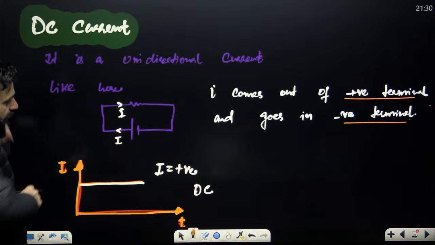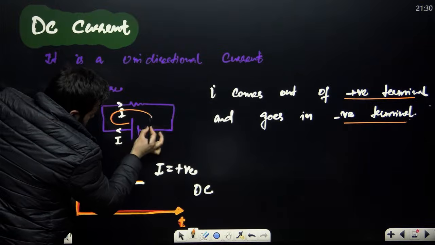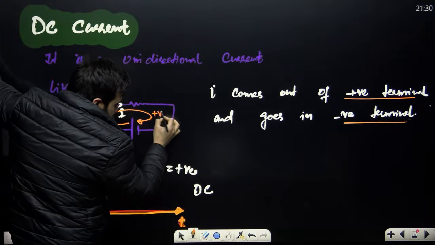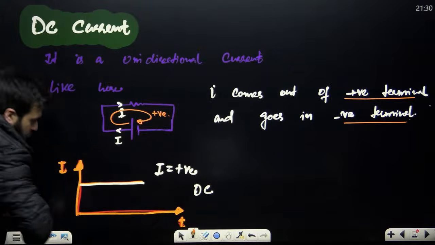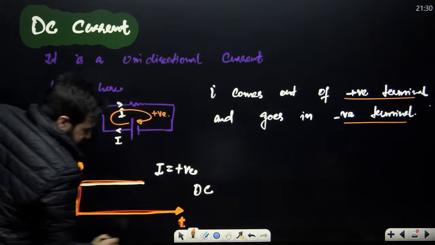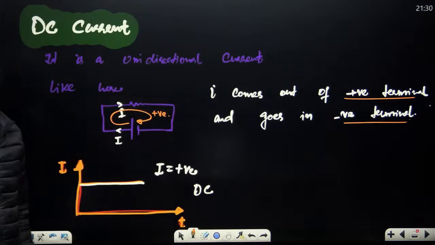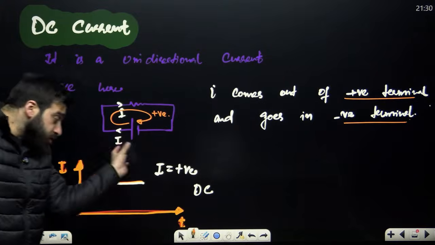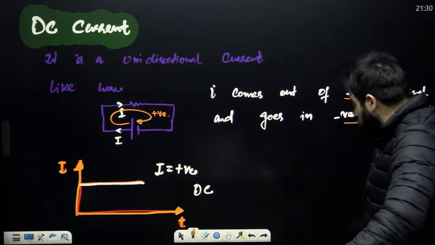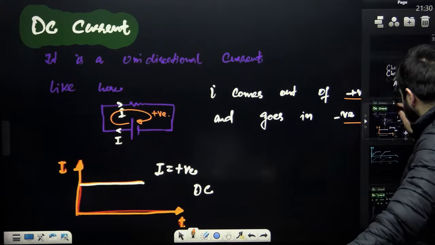Okay. And here, if the current comes out of the positive terminal and enters the negative terminal, you consider this current as positive. So this current will always be positive. If you make the graph, this current is always positive. This is the graph of direct current. Whenever you see the current positive only, that is what we call direct current. So direction is only clockwise. It is only from positive to negative.